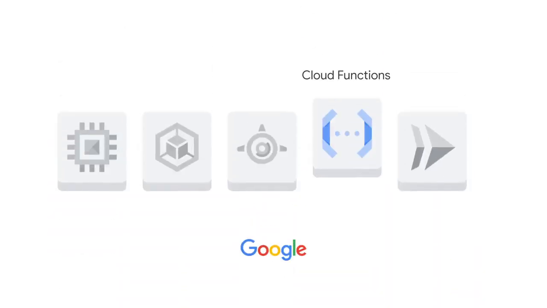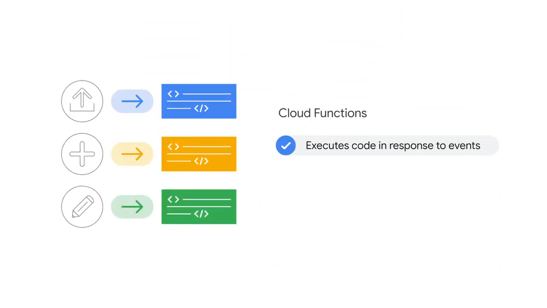Then there is Cloud Functions, which executes code in response to events, like when a new file is uploaded to Cloud Storage. It's a completely serverless execution environment, which means you don't need to install any software locally to run the code, and you are free from provisioning and managing servers. Cloud Functions is often referred to as functions as a service.